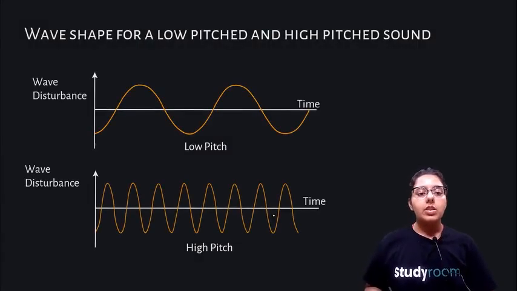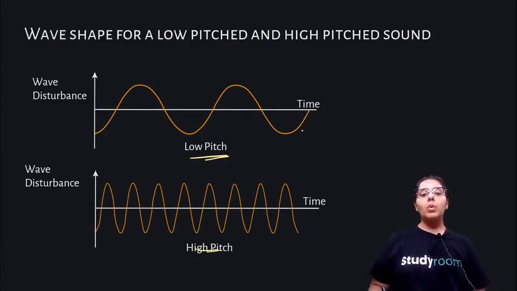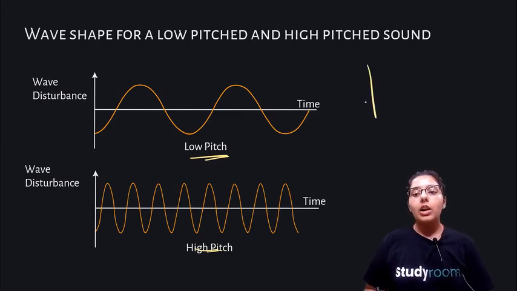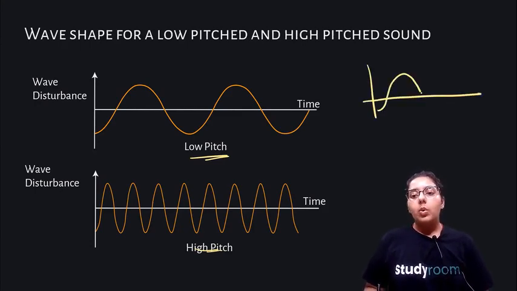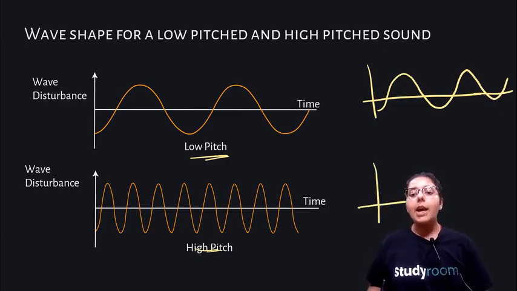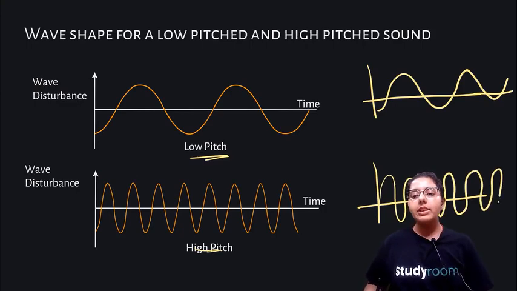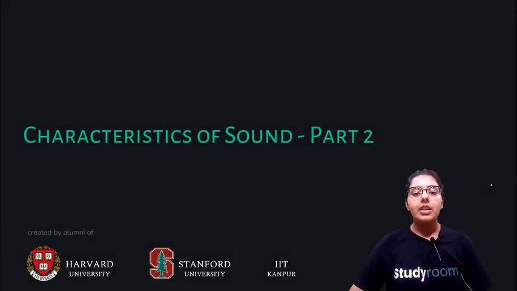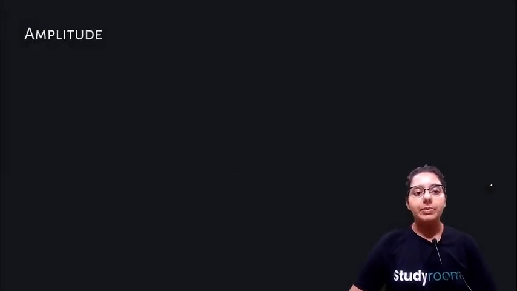So, low pitch and high pitch. These are the graphs for both the pitches. So, a low pitch sound will have a lesser frequency and a high pitch sound will have a higher frequency. Okay. So, characteristics of sound.